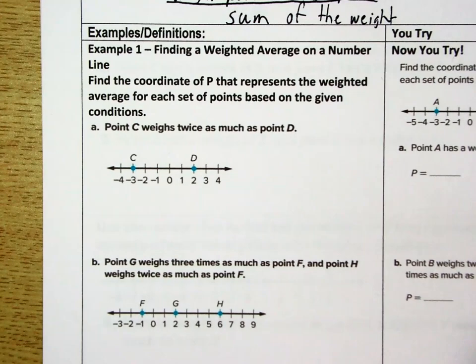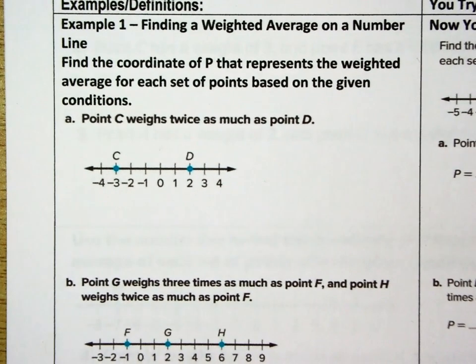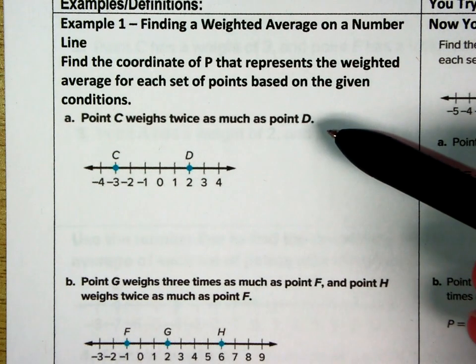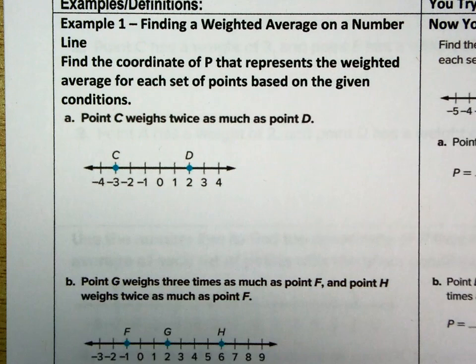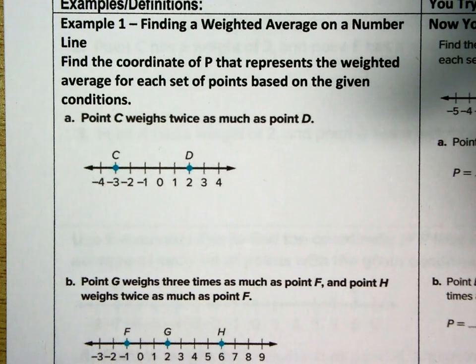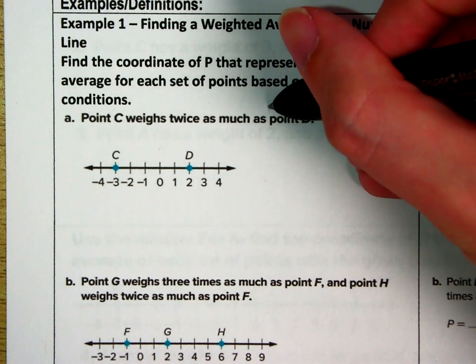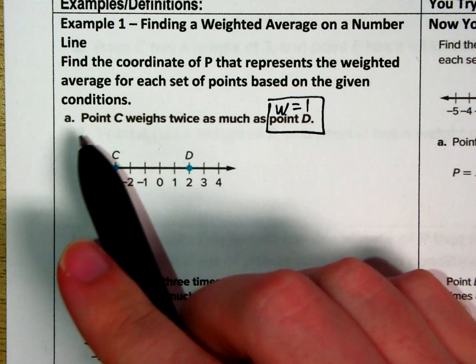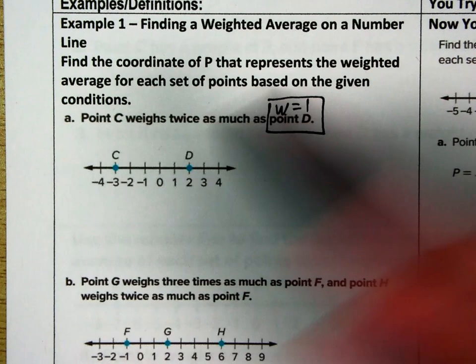Example 1A here, we're asked to find the weighted average on a number line. We're going to find a coordinate P that represents the weighted average for this given sentence. Point C weighs twice as much as point D. We're not told how much either point weighs, so we get to make a choice. We're going to set one of these points to weigh 1. It doesn't matter which one you choose in the long run, but it's easier to choose point D, in this case, as having a weight of 1. And since C weighs twice as much, we get to say C has a weight of 2.